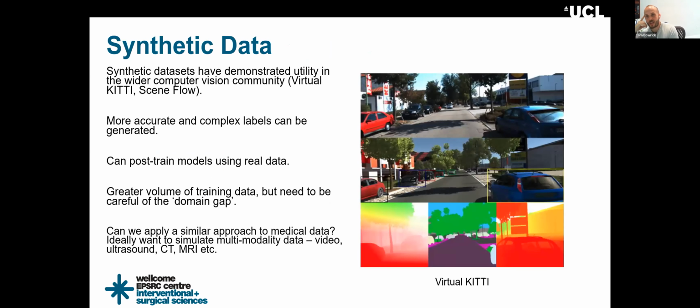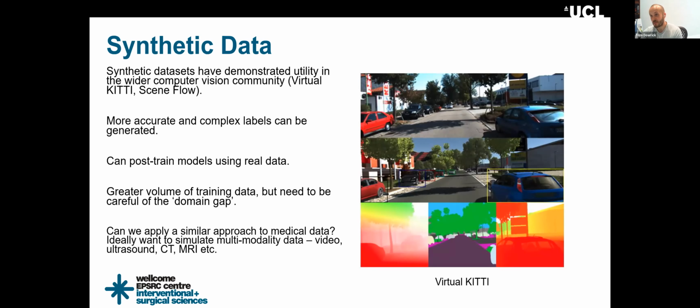So one of the things I started looking at is, can we use synthetic data to train some models in medical imaging? There have been some applications of synthetic data in the wider computer vision community with datasets such as Virtual KITTI and Scene Flow. And there's an example here from Virtual KITTI of some synthetic self-driving car data where they're labeling and getting some depth maps.